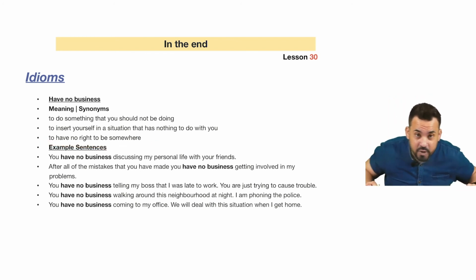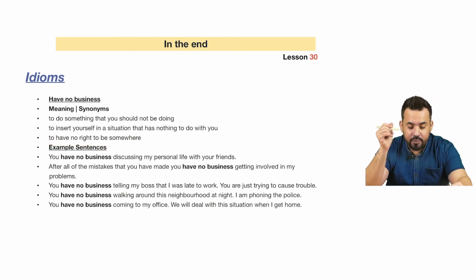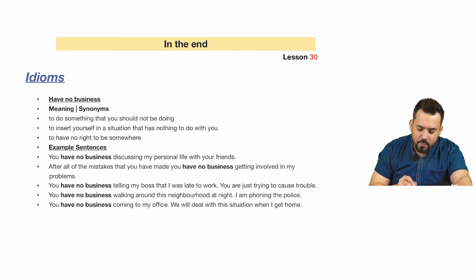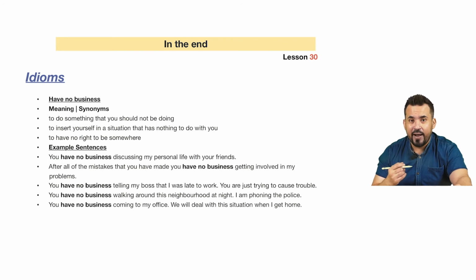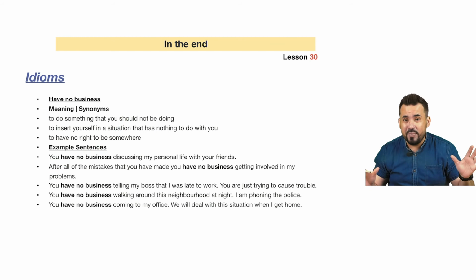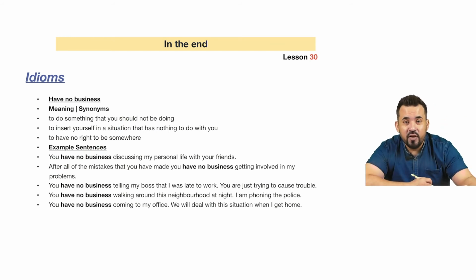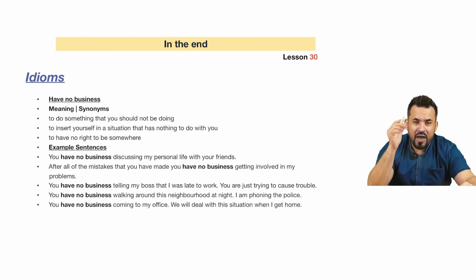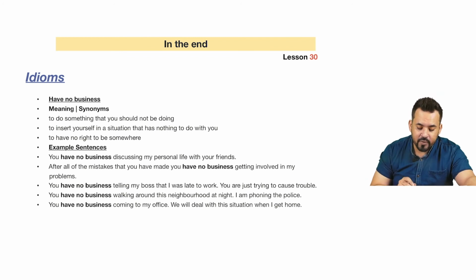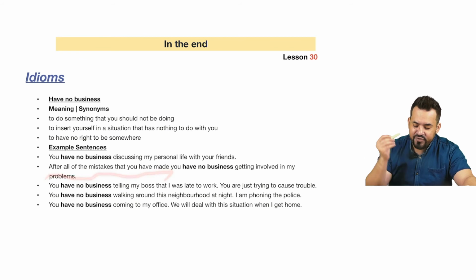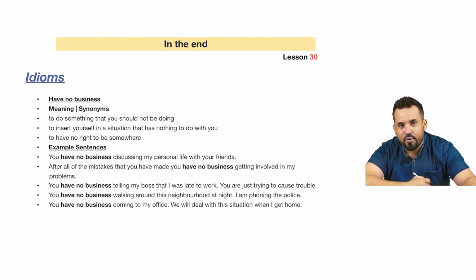Let's take a look at some examples. You have no business discussing my personal life with your friends. Okay, you should say this when you're angry, because "have no business" is an angry expression. You don't say this if you're friendly with someone. You say this if you're mad at someone. You have no business discussing my personal life with your friends. Or, after all of the mistakes that you have made, you have no business getting involved in my problems.